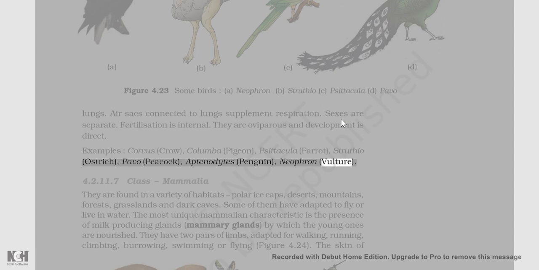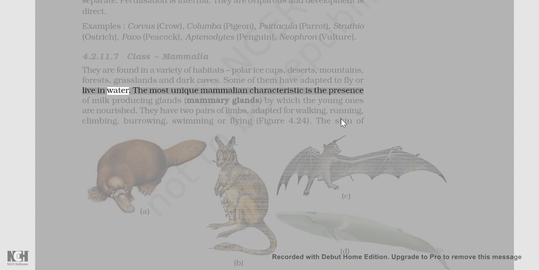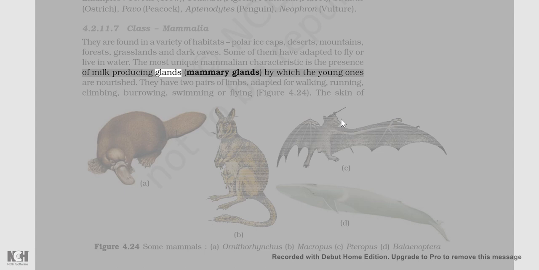4.2.11.7 Class Mammalia. They are found in a variety of habitats: polar ice caps, deserts, mountains, forests, grasslands and dark caves. Some of them have adapted to fly or live in water. The most unique mammalian characteristic is the presence of milk-producing glands, mammary glands, by which the young ones are nourished. They have two pairs of limbs, adapted for walking, running, climbing, burrowing, swimming or flying, Figure 4.24.